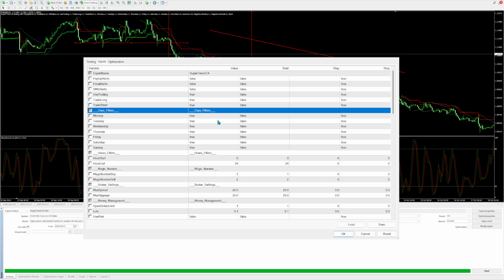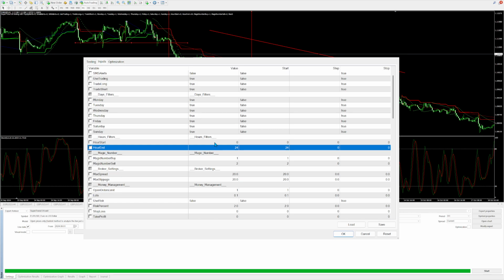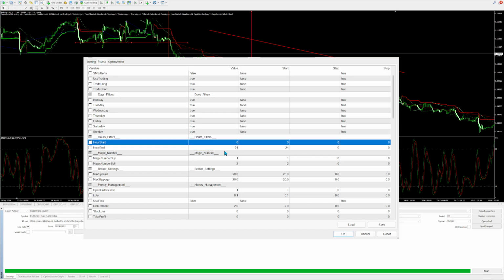Days filter, so this is days of the week the EA can send signals and place trades. Hours filter. So these are the GMT hours it can run. This is handy if you only want to trade particular trading sessions. Perhaps you're looking for momentum on the euro dollar during the London and New York sessions, or perhaps you're looking to scalp on the Asian session. You can just adjust the hours there depending on your individual trading preferences.